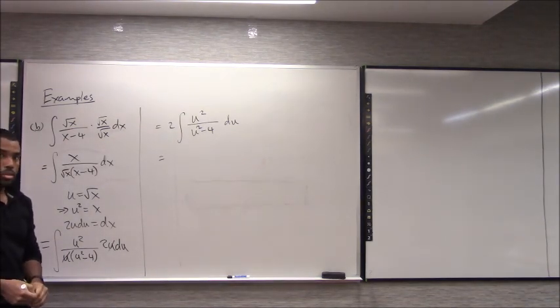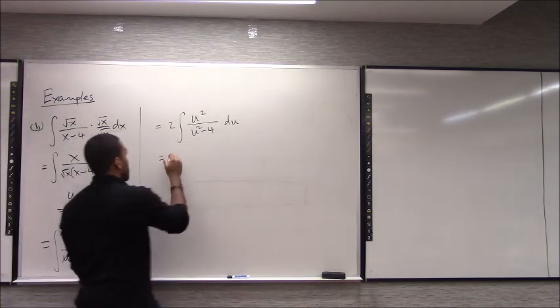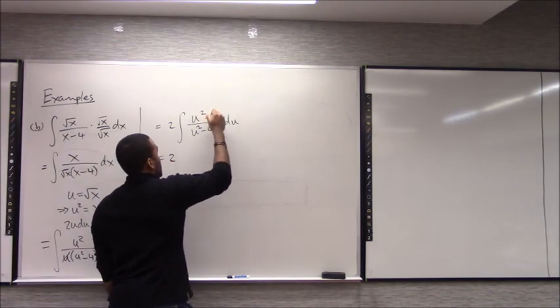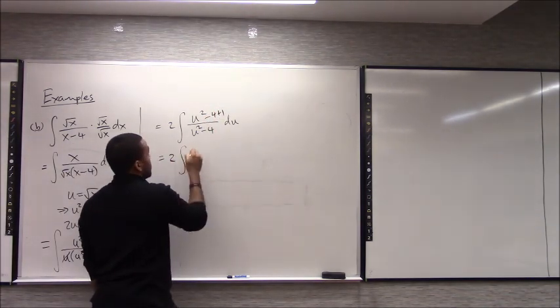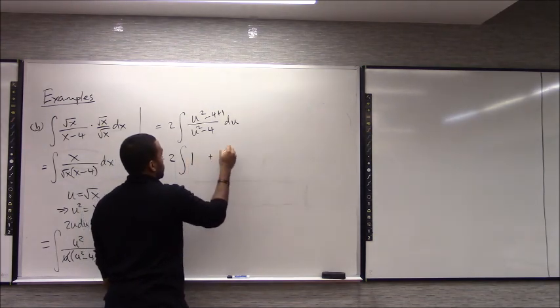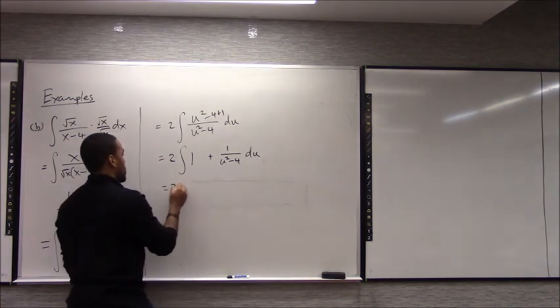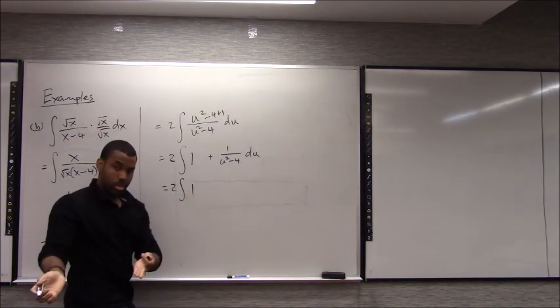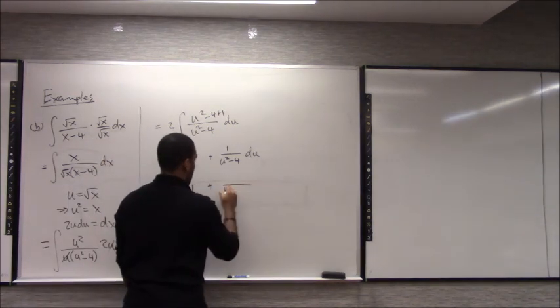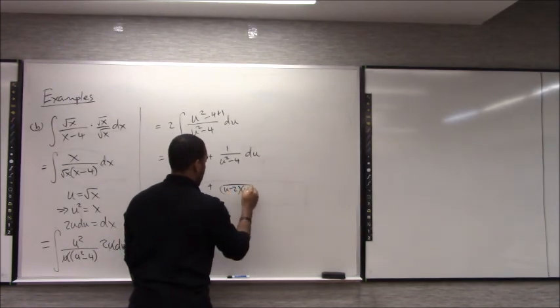Minus 4 plus 4 in the numerator. You'll get the integral of 1 plus 4 over u squared minus 4. And you can do partial fractions. And at this point is where you're going to start worrying about difference of squares and all that.